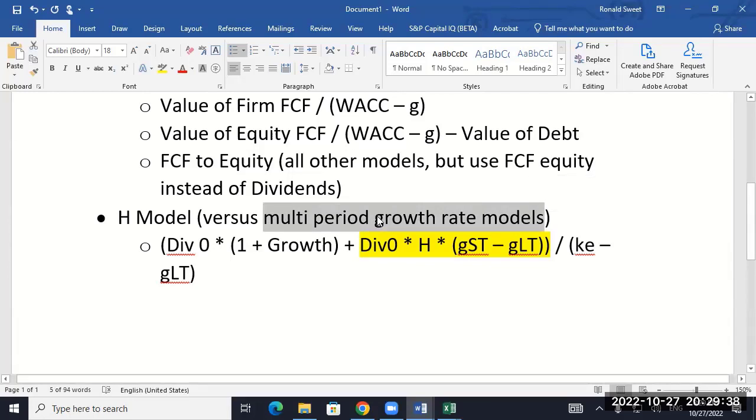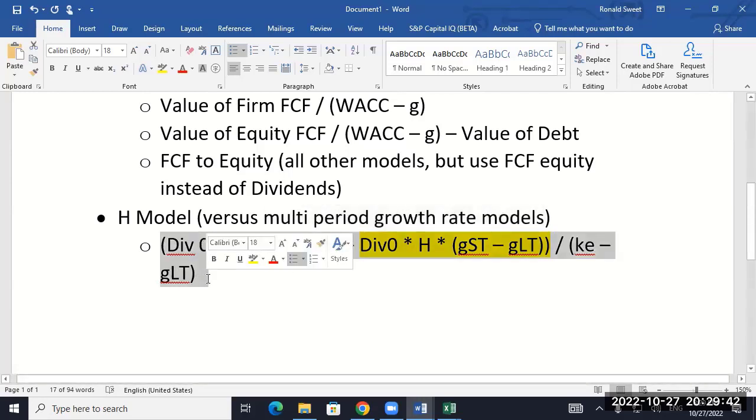It's just horrible. The H model is a very simple formula, and it's actually, to me, makes even more sense.